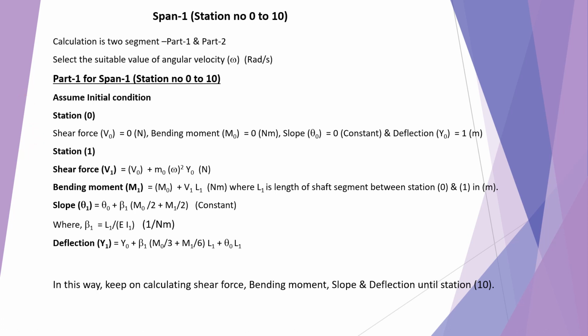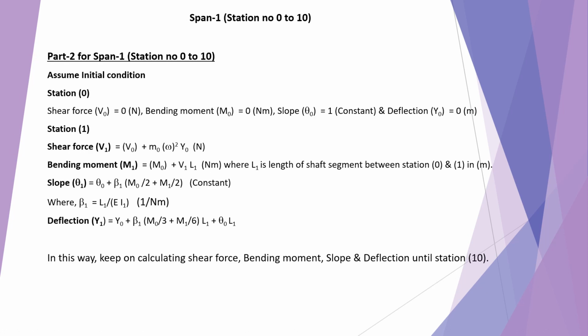So station 1, shear force V1 is equal to V0 plus M0 into omega square y0, bending moment M1 is equal to M0 plus V1 L1, and slope theta 1 is equal to theta 0 plus beta 1 bracket start M0 by 2 plus M1 by 2 bracket close, and deflection y1 is equal to y0 plus beta 1 bracket start M0 by 3 plus M1 by 6 bracket close into L1 plus theta 0 L1. So in this way, we keep on calculating shear force, bending moment, slope and deflection until station number 10.